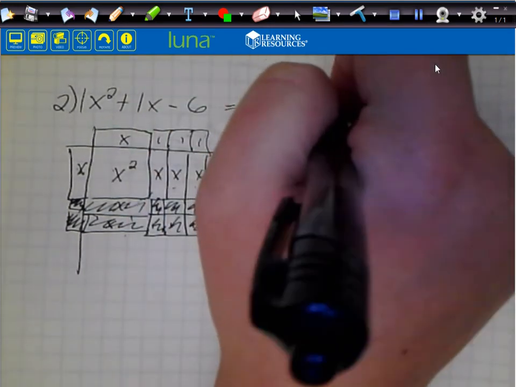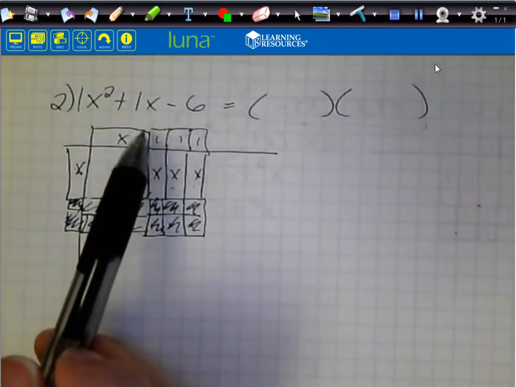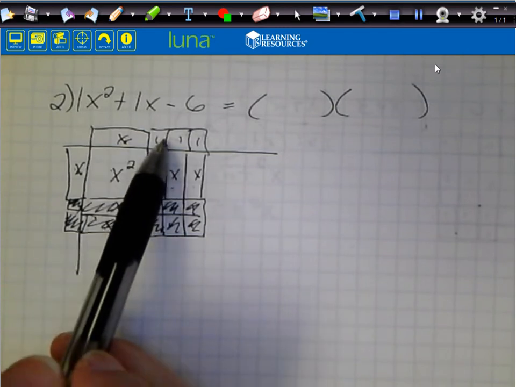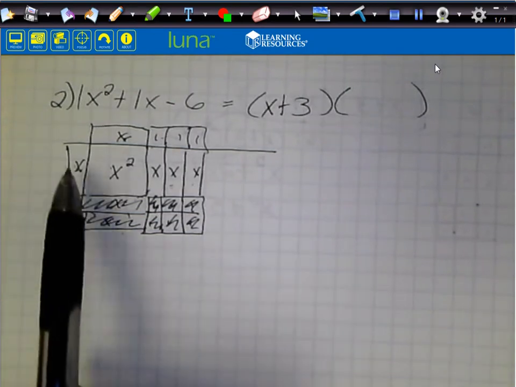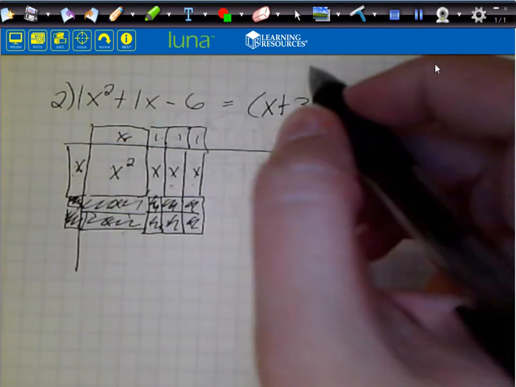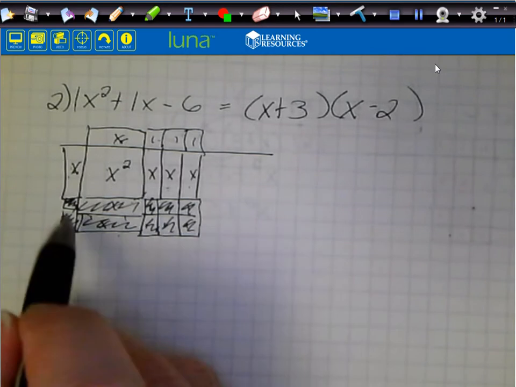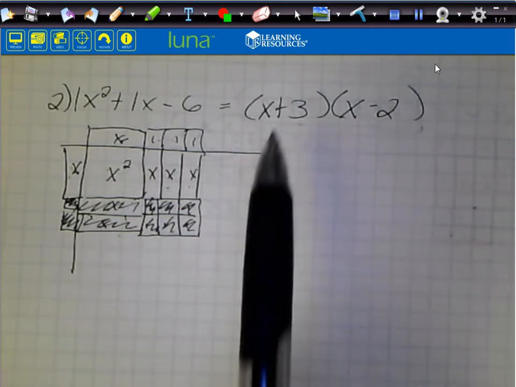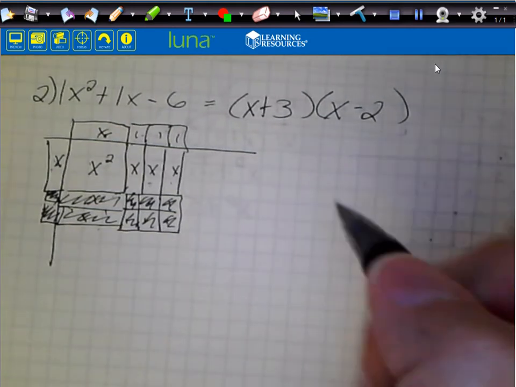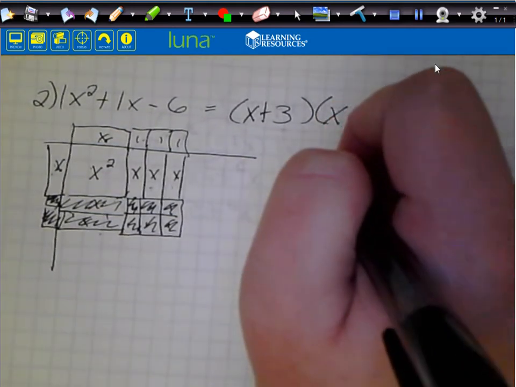So again, I'm going to factor this into 2 factors. Getting those from the outside of here, I have an x and 3 positive unit pieces, so that's x plus 3. Down here I have an x and 2 negative unit pieces, so x minus 2. And again, you just kind of have to keep playing around with the algebra tile pieces until you can get it to work. So I have x plus 3 and x minus 2. I'm going to come over here and check.